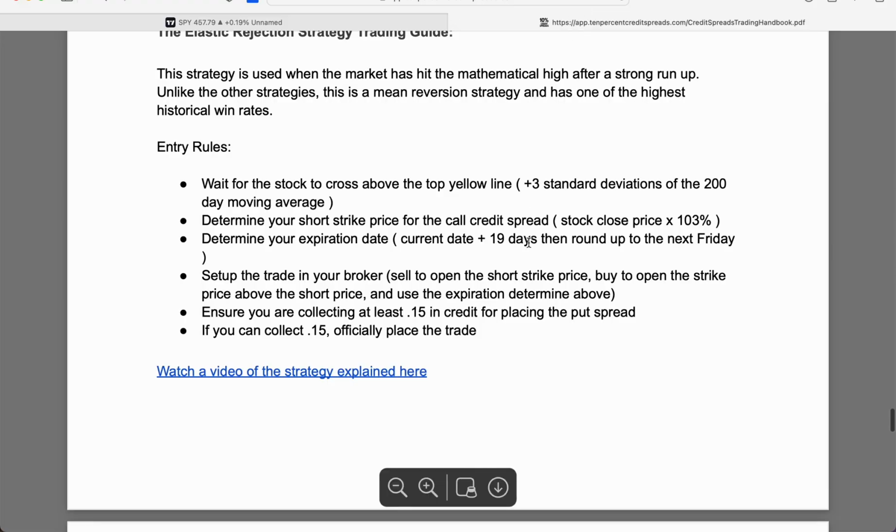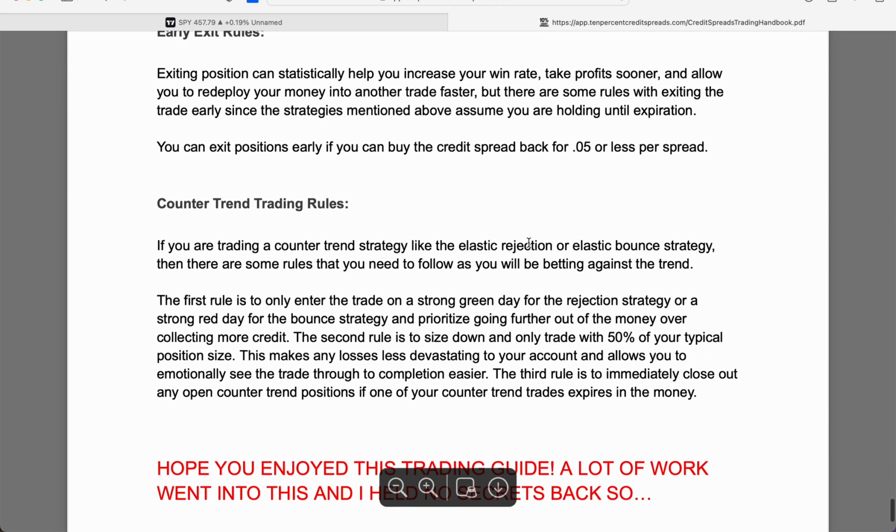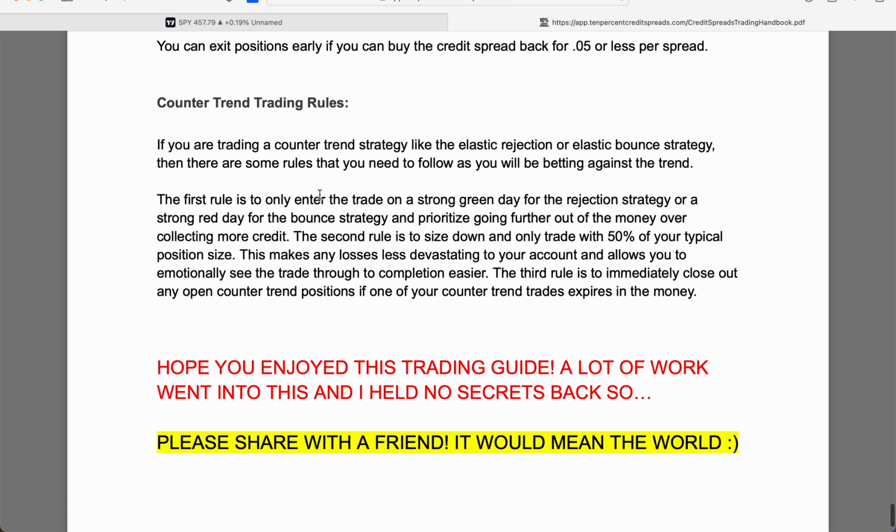Why? Because the trend is picking up, and it's not something we want to do. So all these counter trend trading rules are listed right here in this document for free. Yes, I give it for free, nothing required except an email address, so I know where to send it.